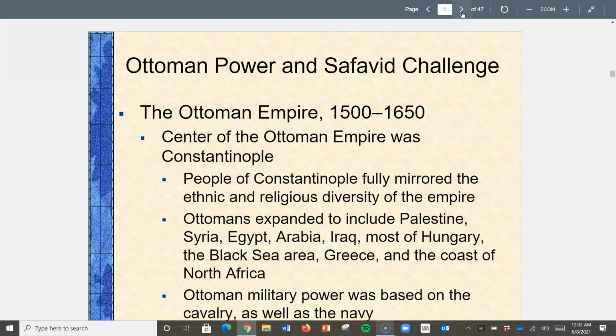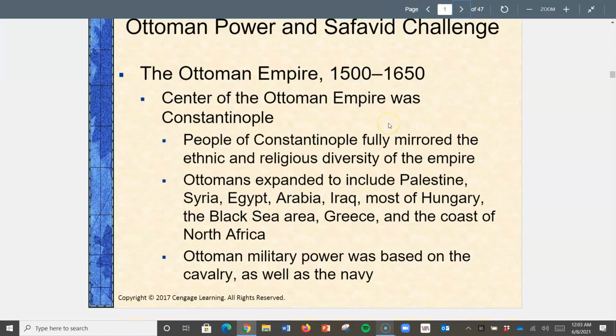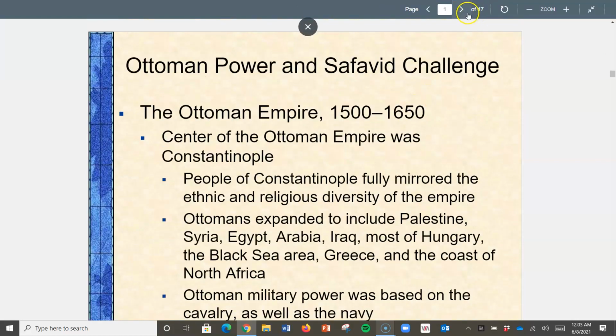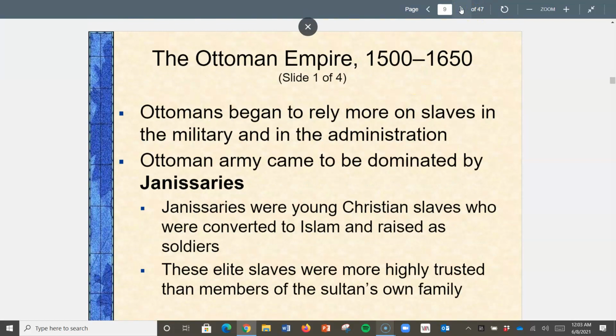To build this kind of an empire, the Ottoman Empire had to be pretty good militarily, and it was. So they had a powerful navy, especially early on, and fast moving and fairly skilled cavalry troops. The Ottoman Empire was centered on a ruling individual named a sultan.